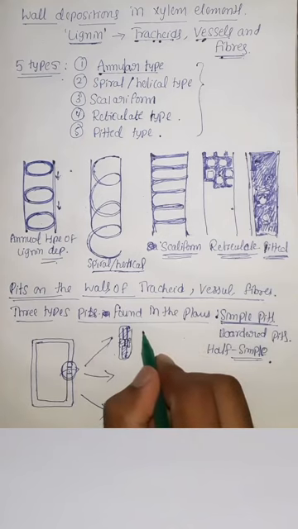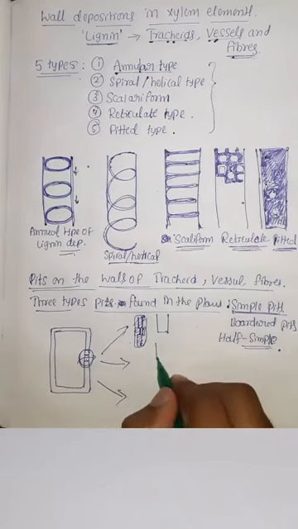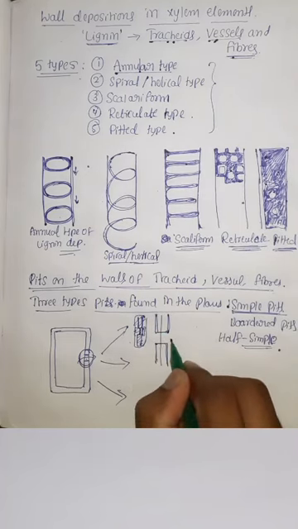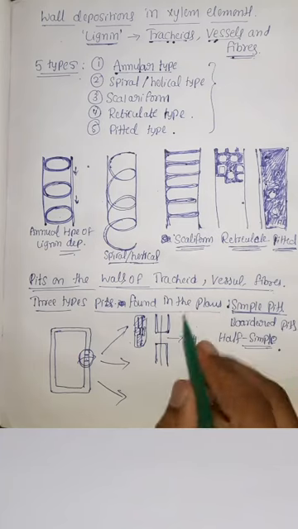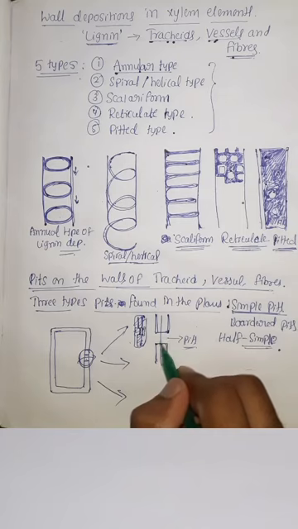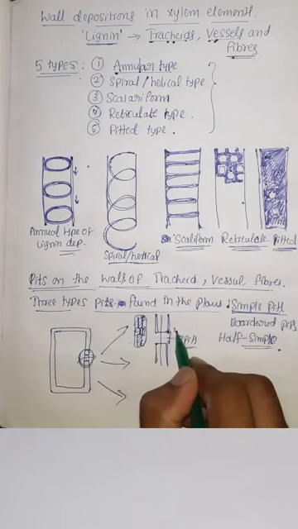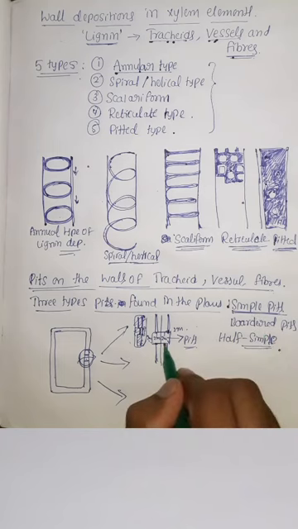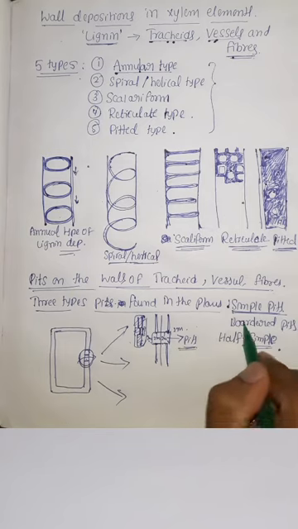In simple pits we can see a pit like this. Here it is the pit. The size of the pit is equal throughout the pit length. For example 2 mm here, here also 2 mm, here also 2 mm, even here also 2 mm. In case of simple pits, the width of the pit is equal throughout the pit length. It is called simple pits.